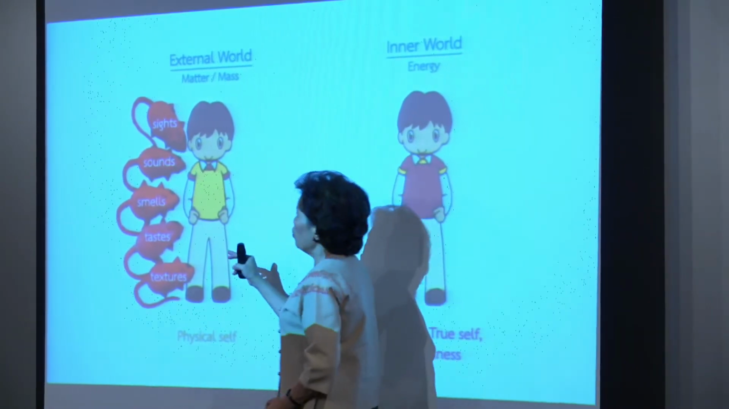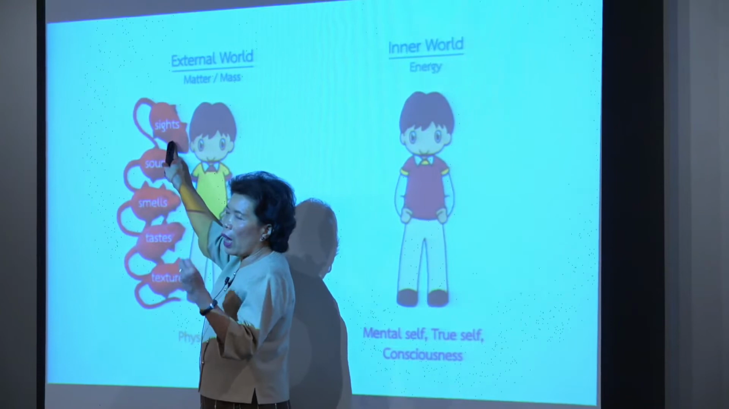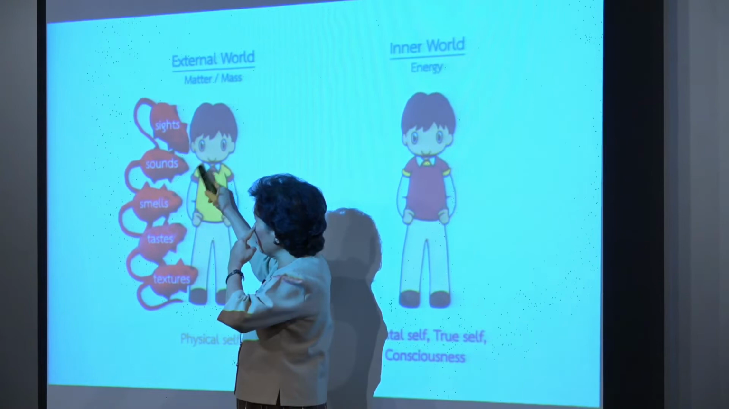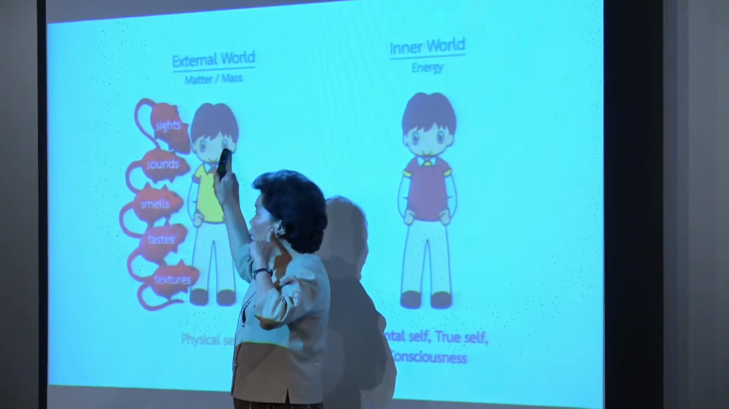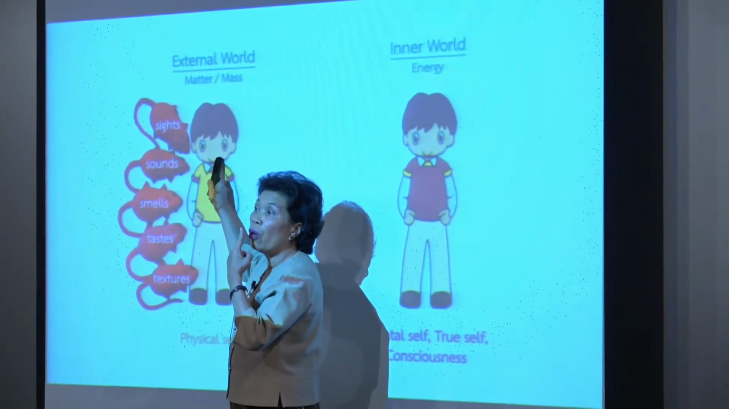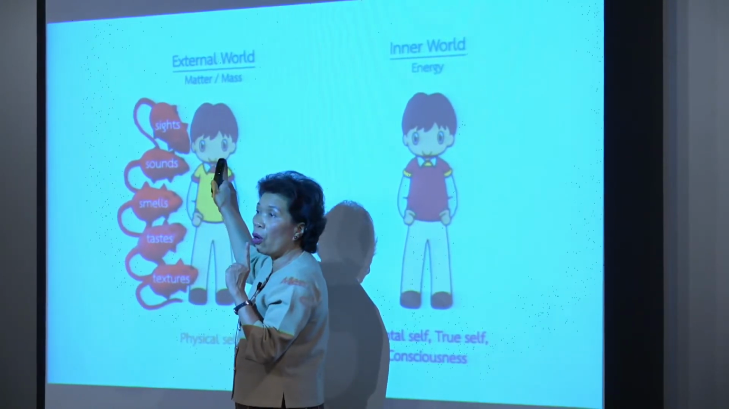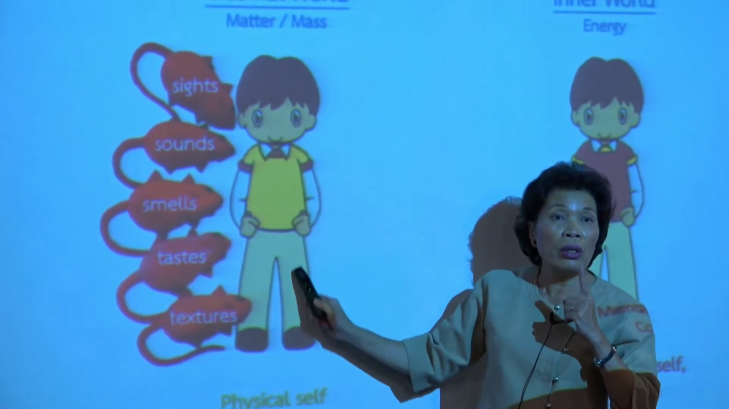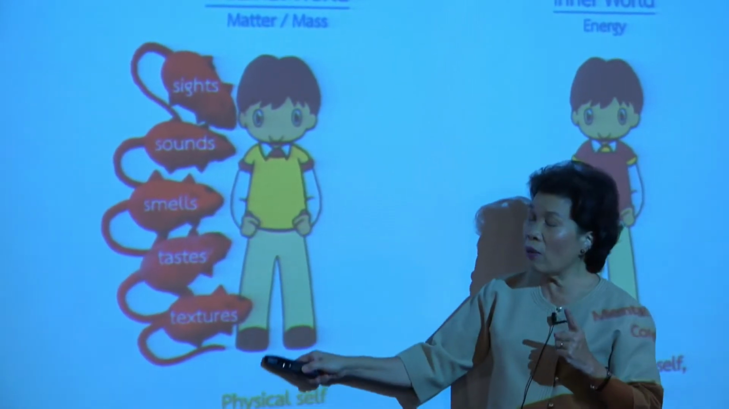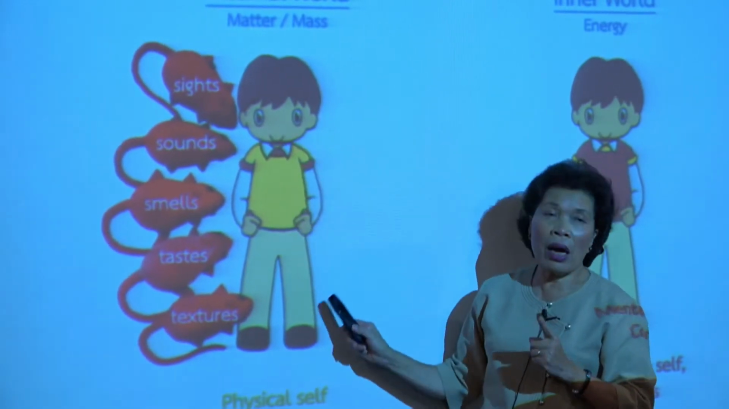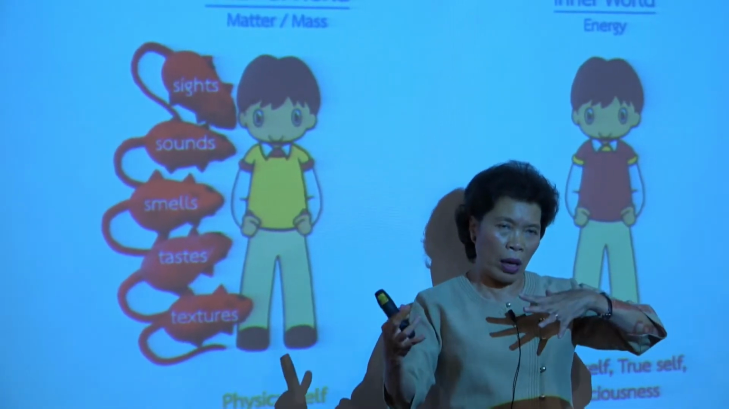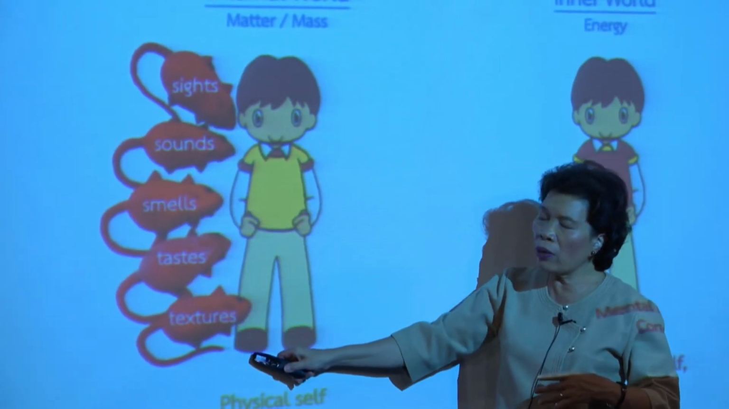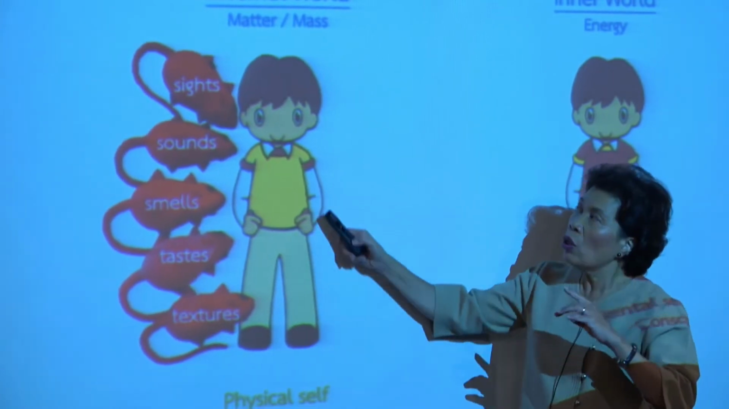Okay, so you can see that the information of sight will come through the bridge of your what? Your eyes. Sound goes through your ears. Smell goes through your nose. Taste goes through your tongue, right? Good. And then texture goes through your skin, right? Okay, so eyes, ears, nose, tongue, and skin are only the passageway, only the bridges, allowing the information of sight, sound, smell, taste, and texture to come through.